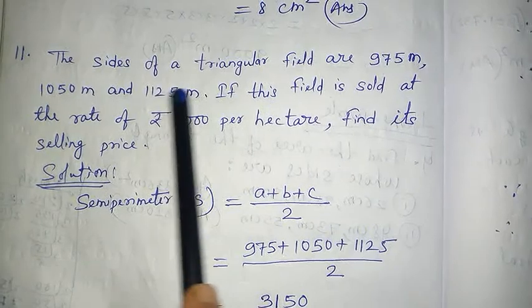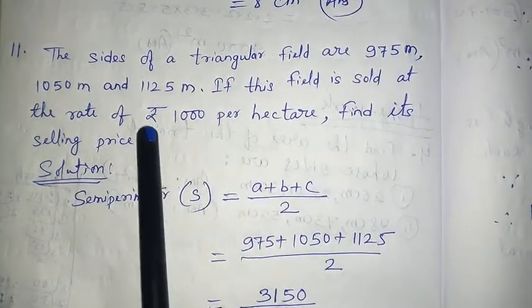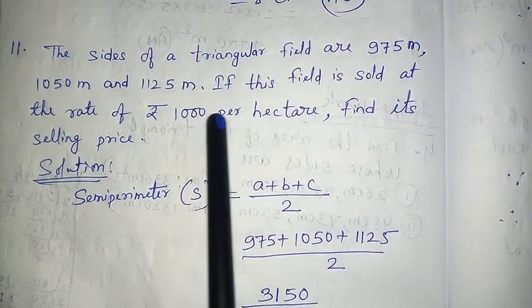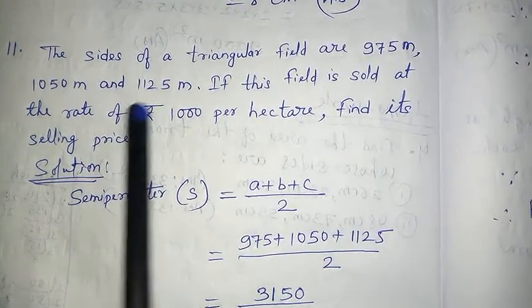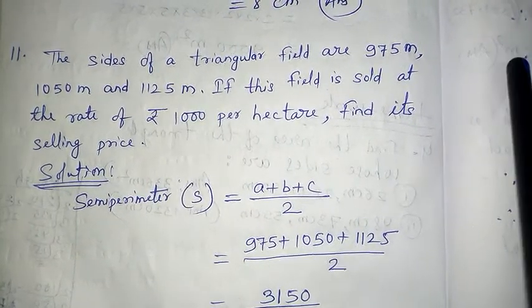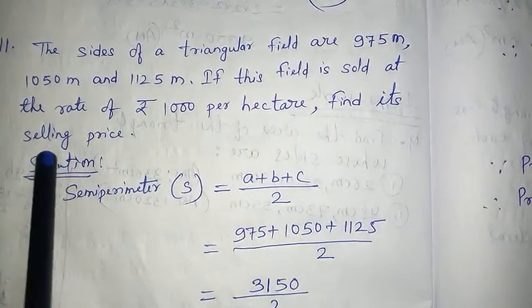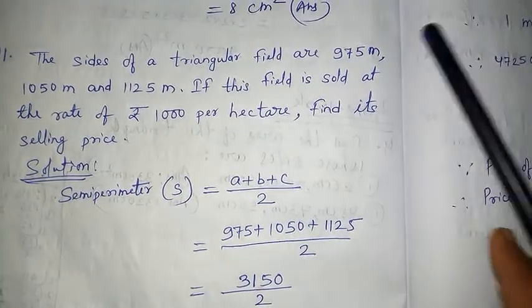So the owner of this field, whose lengths are given, is selling at the rate of 1000 rupees per hectare. But let me tell you children, our area will come in meter square. Then we will convert it into hectare, and from there we will find the final selling price. So let us start, children.